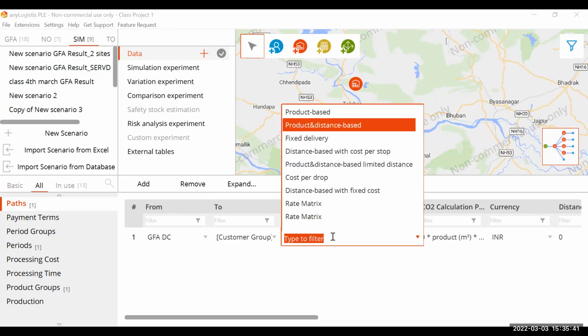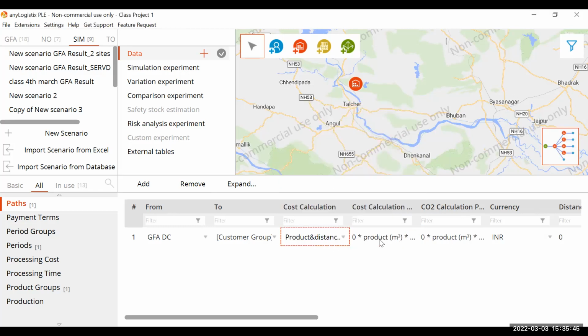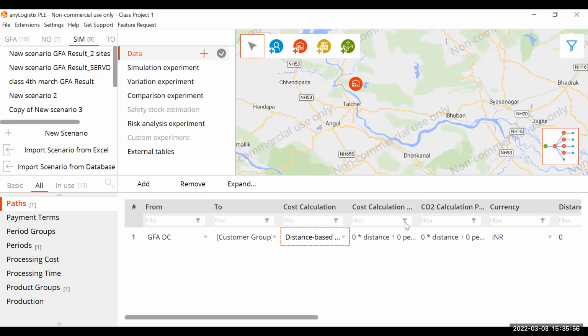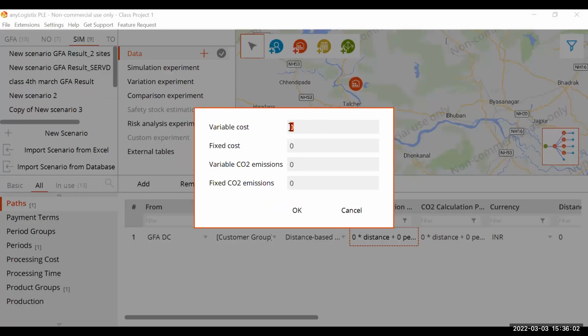What I'm going to do is not product and distance based. I'll just put distance based, distance based with fixed cost. So what is this variable cost? Variable cost is per kilometer of distance, so I have given you the number.